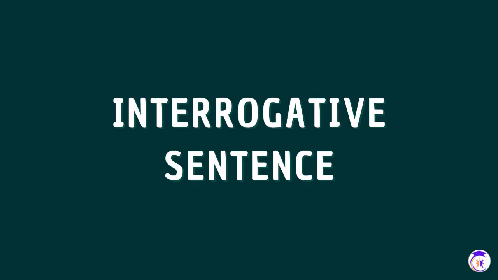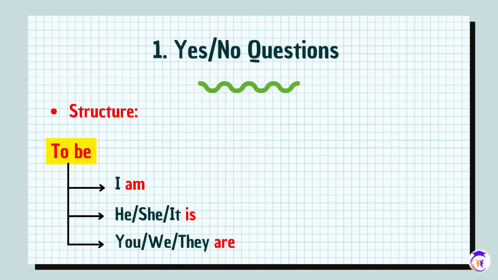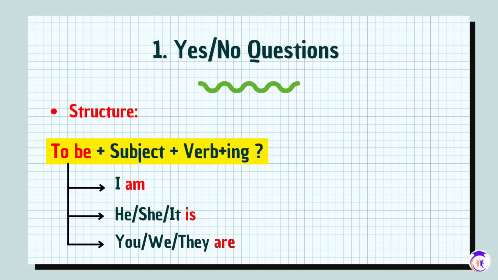Now, what if you want to ask questions in this tense? Well, in this case, you have two options. You will either use the yes or no question form or the WH question form. Let's explore how to use both of them. To form a yes, no question in the present continuous, the auxiliary to be must be placed at the beginning. Then comes the subject, followed by the main verb in the ing form.